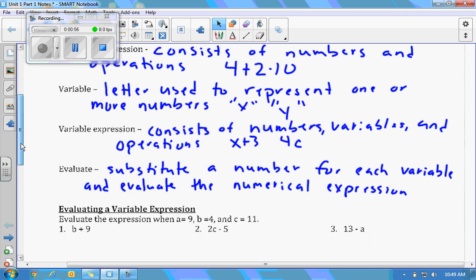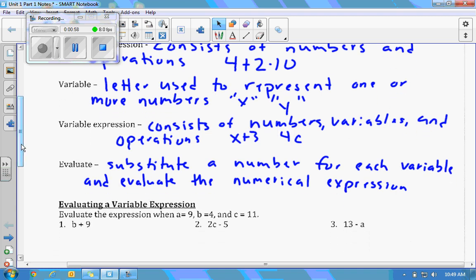A variable expression consists of numbers, variables, and operations. So I put a couple examples. X plus 3. So it's got a number 3, it's got a variable X, and an operation addition. The next one is 4C. The number is 4, the variable is C. The operation, since they're right next to each other, is multiplication.